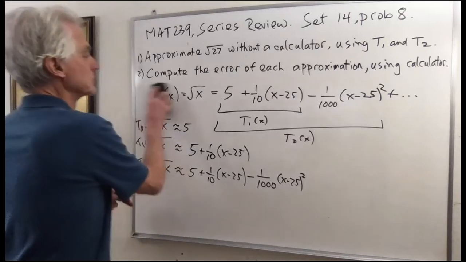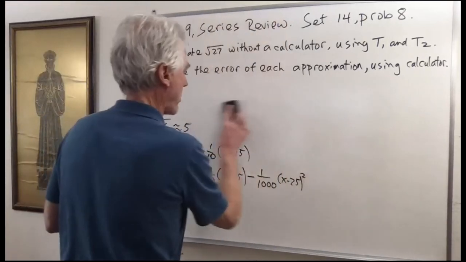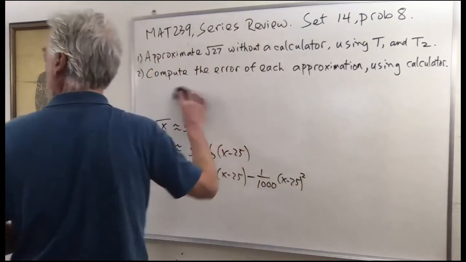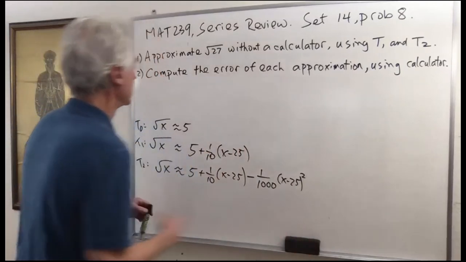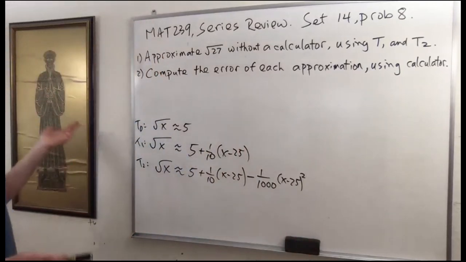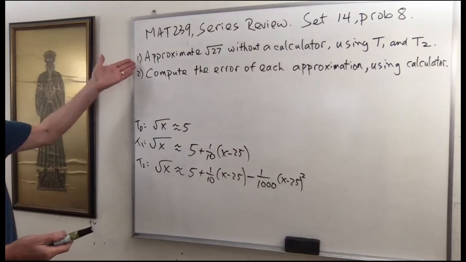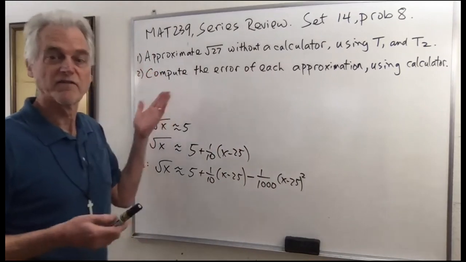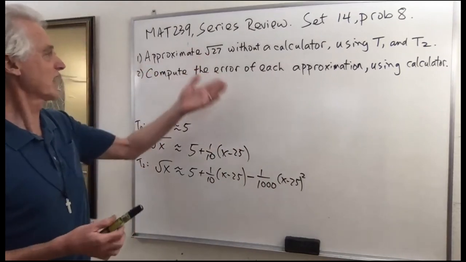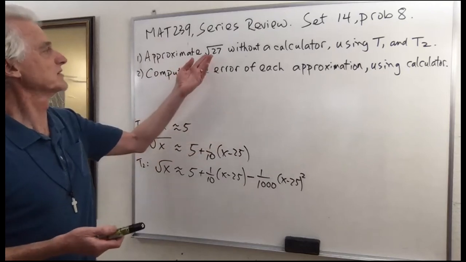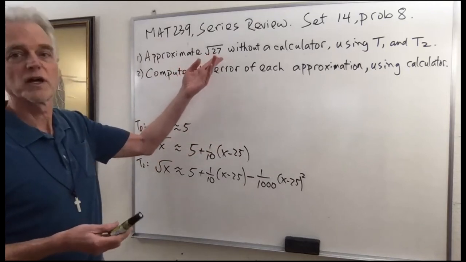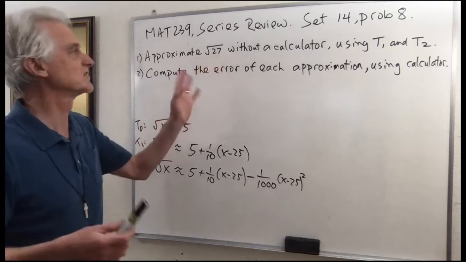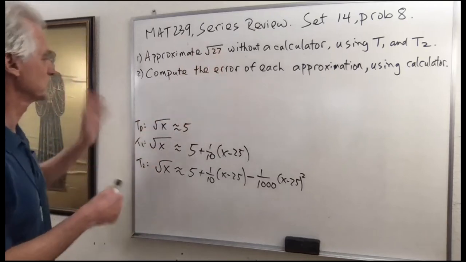So we're now in a position to answer question 1. In fact, we could answer millions of questions like question 1, approximate square root of 24, approximate square root of 25.1, etc. But we just have this one number, which is cool.